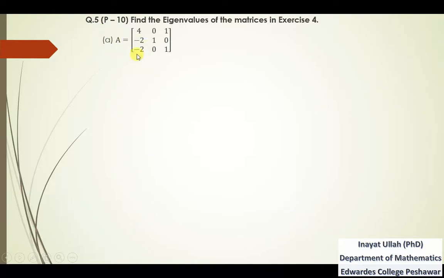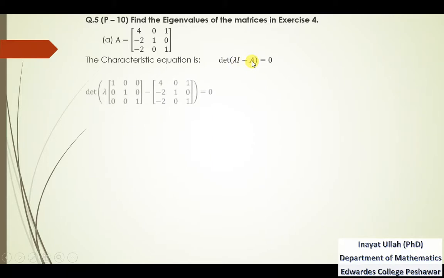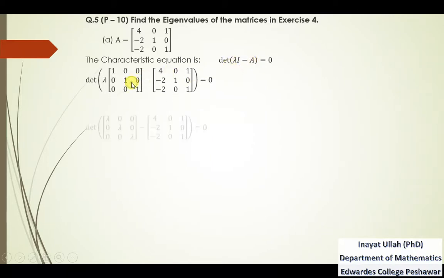That is the same matrix, but for this matrix we are going to find the eigenvalues. How could we find the eigenvalues? That is the same topic as discussed before, that we will take the characteristic equation, which is determinant of lambda I minus A is equal to 0. Now replacing I and replacing A here, I is the 3 by 3 identity matrix and A is this matrix.